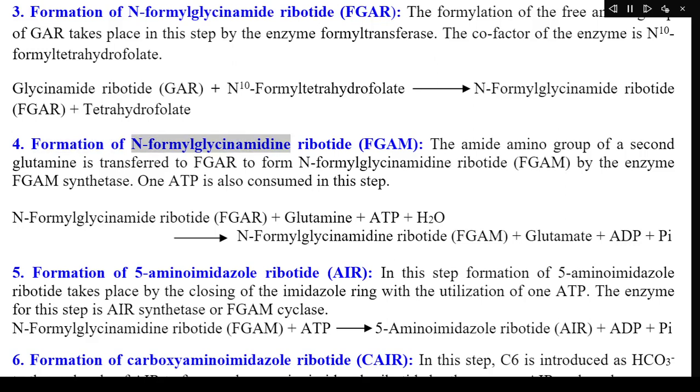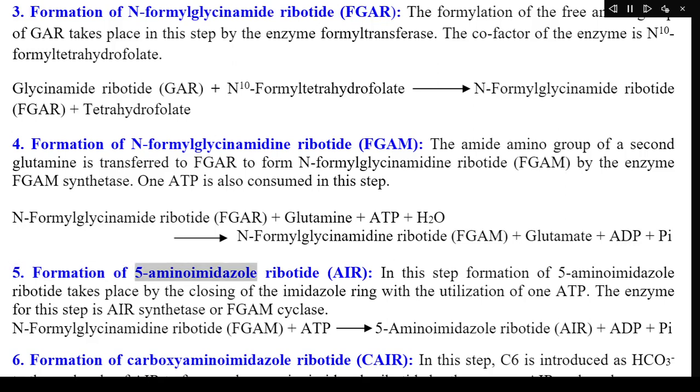4. Formation of N-formyl glycinamidine riboside, FGAM. The amide amino group of a second glutamine is transferred to FGAR to form N-formyl glycinamidine riboside, FGAM, by the enzyme FGAM synthetase. 1 ADP is also consumed in this step. FGAR plus glutamine plus ADP plus H2O gives FGAM plus glutamate plus ADP plus Pi.